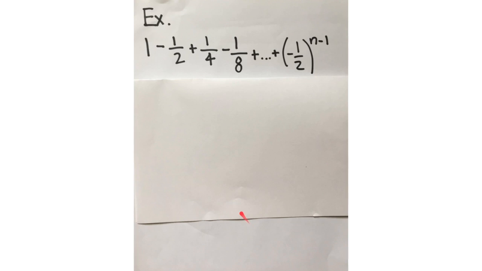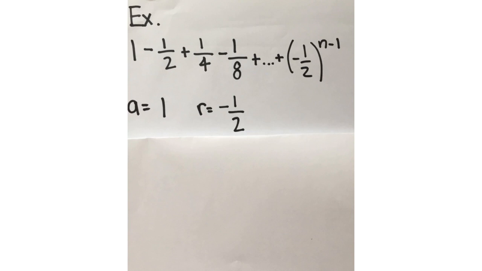Let's try another example. Here we are given the power series, 1 minus 1/2 plus 1/4 minus 1/8, and so on. Moving forward, we can see that the first term is 1. In any power series, a will always equal the first term. R, you can find by dividing the second term by the first term, is negative 1/2. In any series, you can find the r by dividing a term by the term before it.